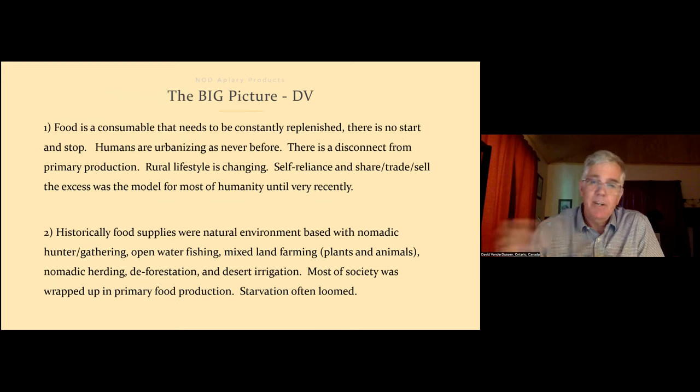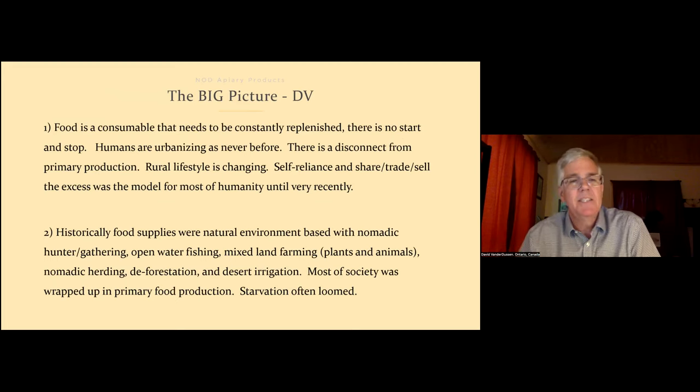So just to give the very big picture, food is a consumable that needs to be constantly replenished and there's no start and stop. We can't just set a reset button where we want to be. It's a part of a flow. Just as our own species, we're urbanizing as never before, and there's a disconnect from primary production. To give an example, at the start of the Great Depression, approximately 65% of people were directly engaged in agriculture. And now I think in Canada, we're about 0.8%. So that's a huge change.